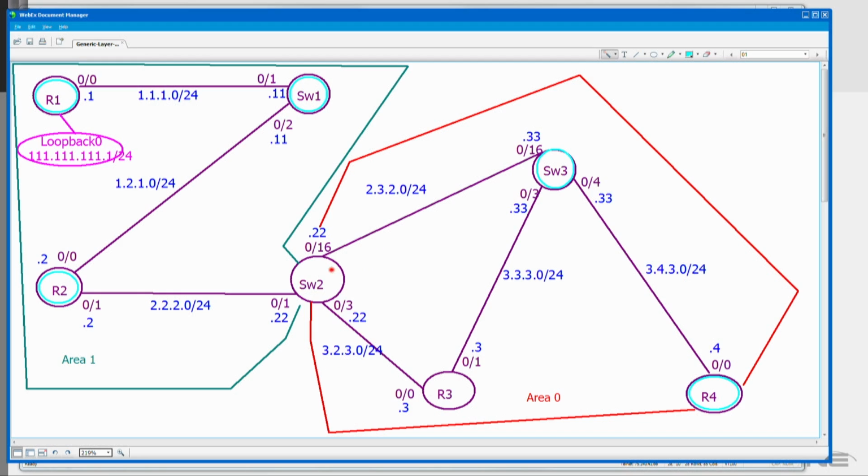So my configuration will consist of a total of 4 commands. Router OSPF 1, followed by 3 network statements. And that will be all I need for switch 2.